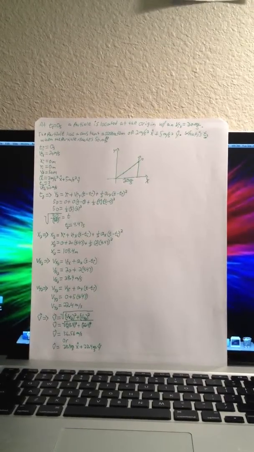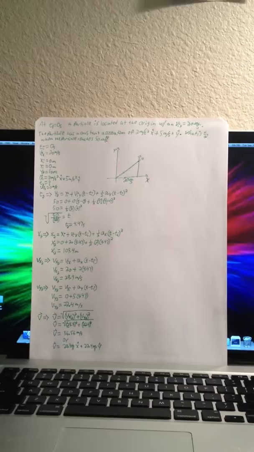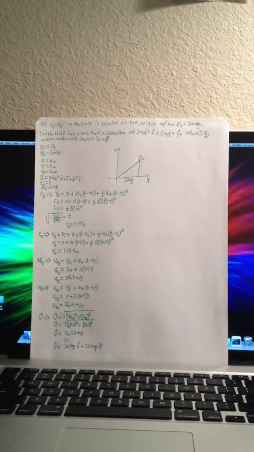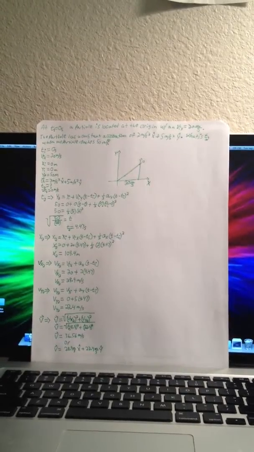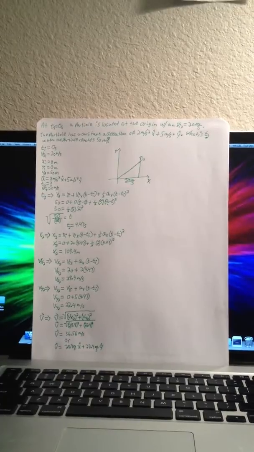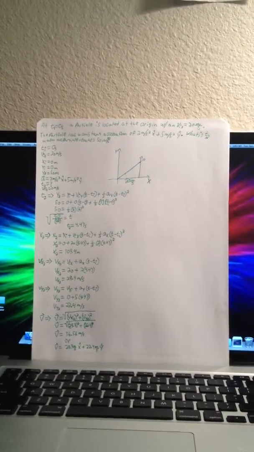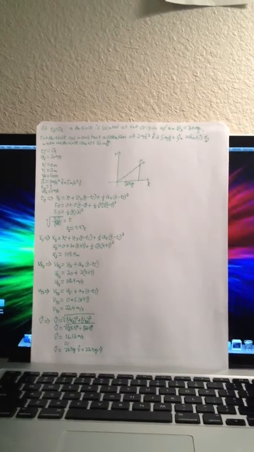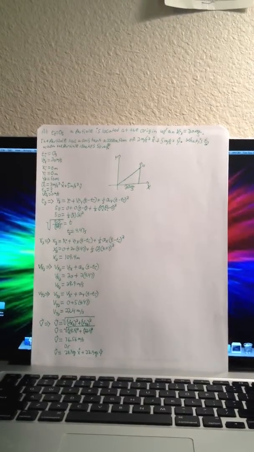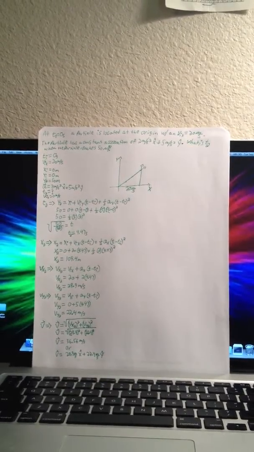We do the same for the y velocity too, and we're given the initial velocity, acceleration, and time we solve for, so we plug those in and get the y velocity of 22.4 meters per second.